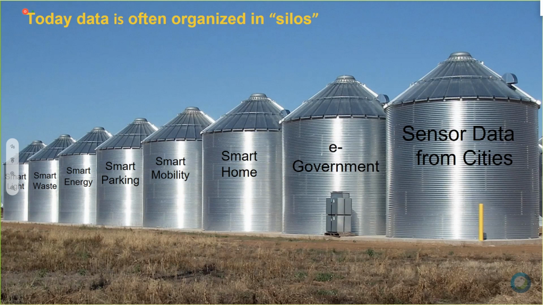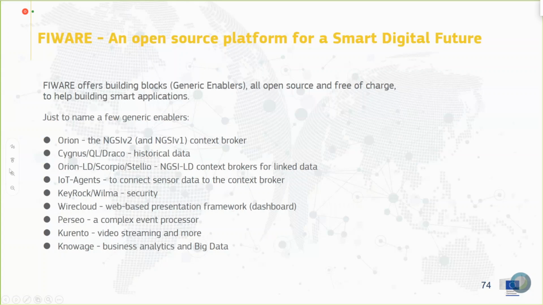This is how data normally is organized. It's unconnected silos of lots of information that you can't do anything really smart with if you can't connect them. And that is exactly where FIWARE comes in. You need to connect these silos to be able to do something intelligent with all that data. So that is what FIWARE offers.